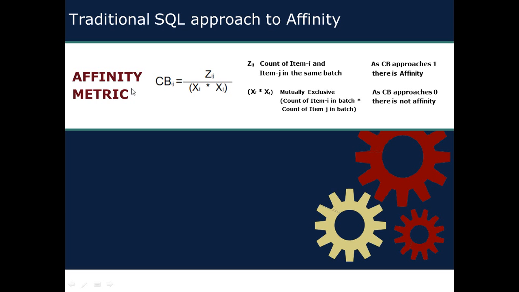So if you look here, this is an affinity metric or an affinity model, Z divided by X on ij equals CBij, and the descriptions of what those things mean are right here. The main point though is that as CB here approaches 1, there's affinity across item I and item J. As it approaches 0, there is not affinity across I or J. So Zij is both products in the basket together.